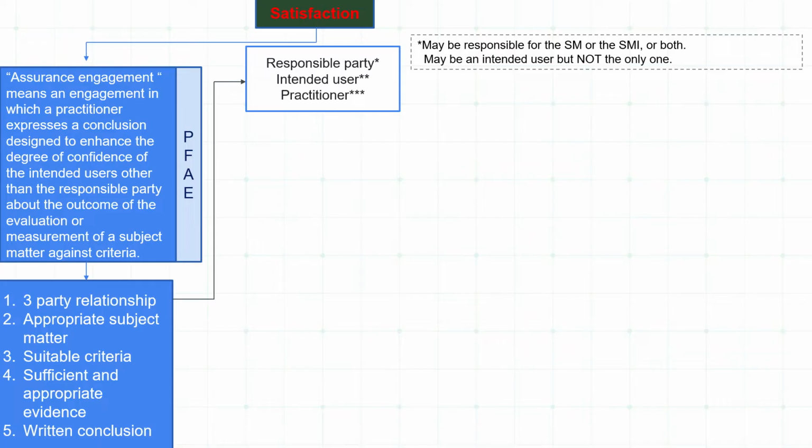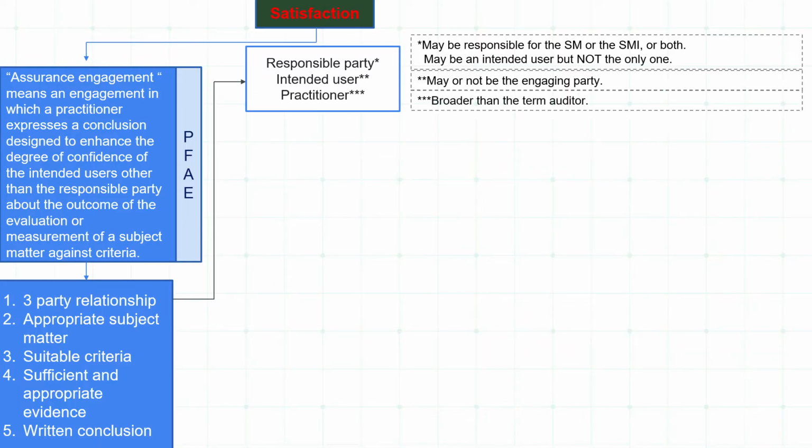At this point, we draw our attention to the intended user, and the intended user is basically the audience of the story being told by the responsible party, and the intended user may or may not be the engaging party. In other words, it's possible for the intended user to be contracting the services of the practitioner, but may not always be the case. And speaking of the practitioner, because we are talking about assurance engagements, we are reminded that the practitioner is broader than the term auditor. After all, an audit is just one of the many types of engagements under the umbrella of assurance engagements.